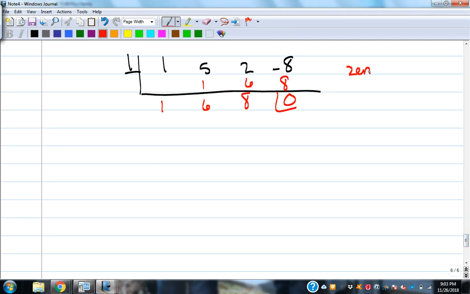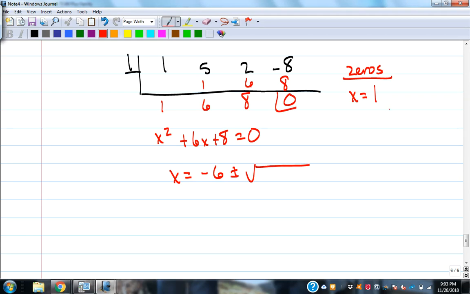So I get my zeros. X equals 1. I've now got a quadratic, x squared plus 6x plus 8. I can do quadratic methods to solve that. I'm going to use quadratic formula this time. X equals negative 6 plus or minus. I'm going to do my discriminant, 6 squared minus 4 times 1 times 8.